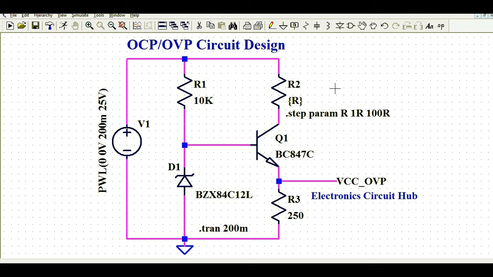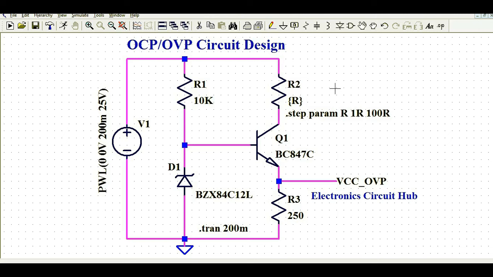Okay, so I will explain this circuit, how you're going to design the OCP and OVP circuit in AltaSpice, and later I'll run the simulation and show you whether this circuit is working to protect against OCP and OVP or not, how this circuit behaves in simulation. I'll show you the result of this circuit.